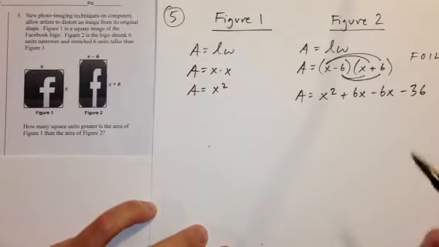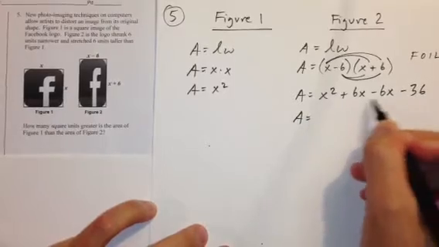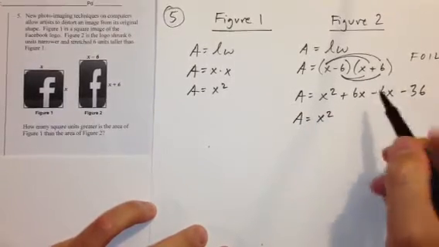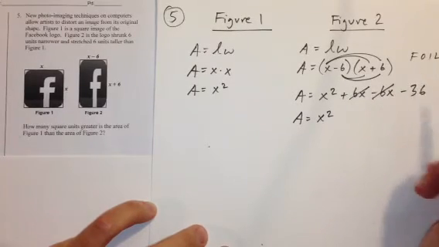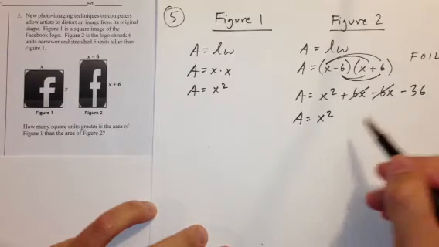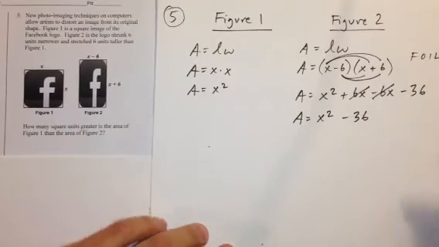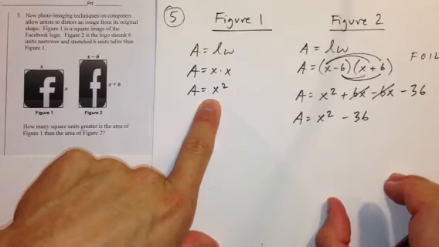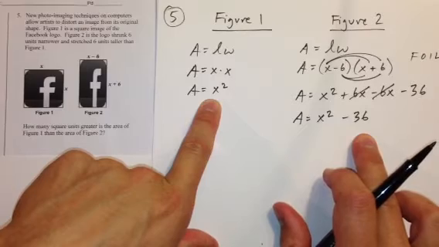We can simplify this one more time by combining our like terms, which are x terms. So I'm going to rewrite this as x squared. Positive 6x and negative 6x, those cancel out. I don't even need to write it. So my resulting simplified expression is just x squared minus 36. So the expression for the area of Figure 1 is x squared, and the expression for the area of Figure 2 is x squared minus 36.